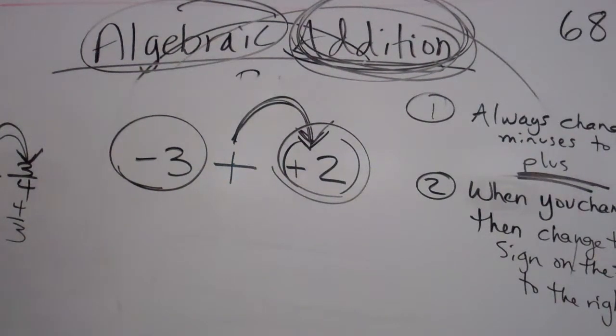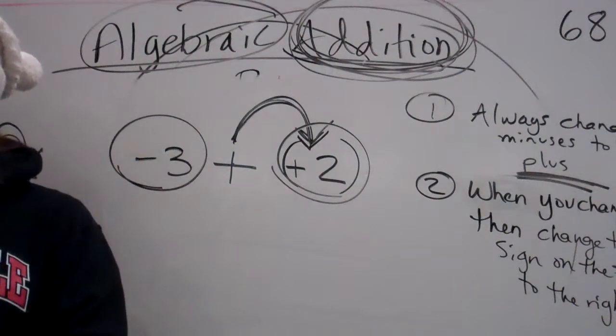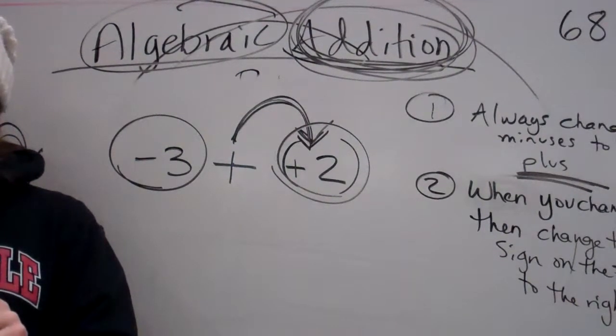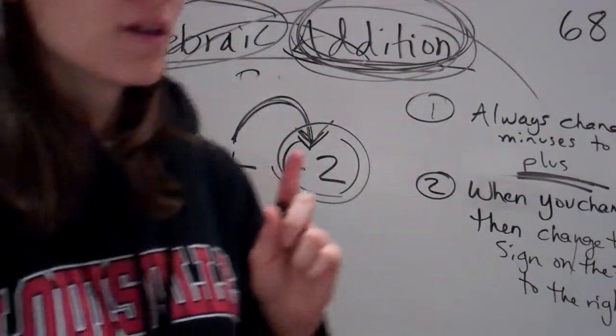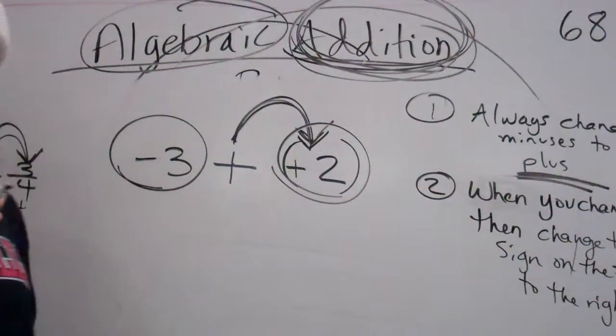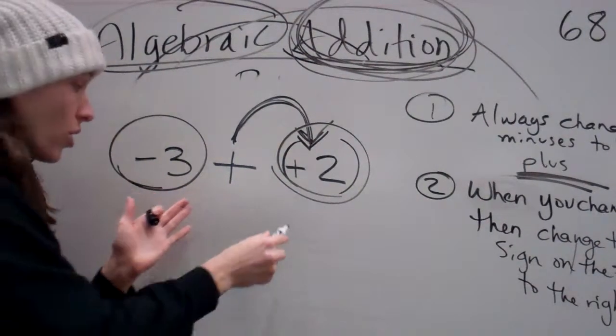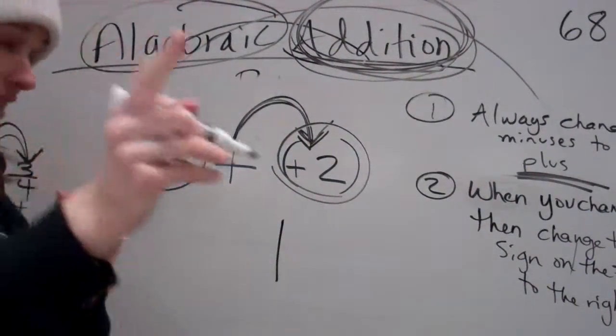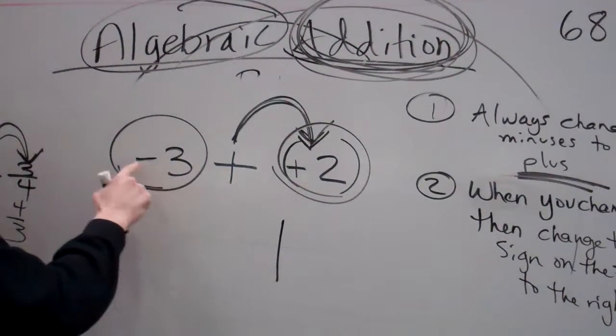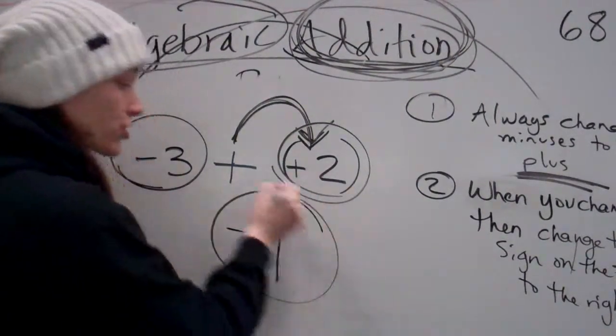On different signs, what am I going to do? You subtract. 2 from 3 is what? 1. And then you take the sign of the highest number. My highest number is a 3. I'm going to take this sign. The answer is -1.